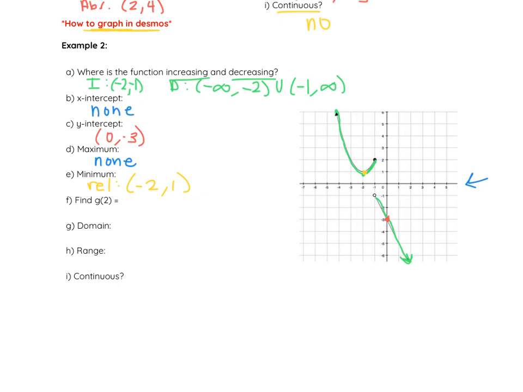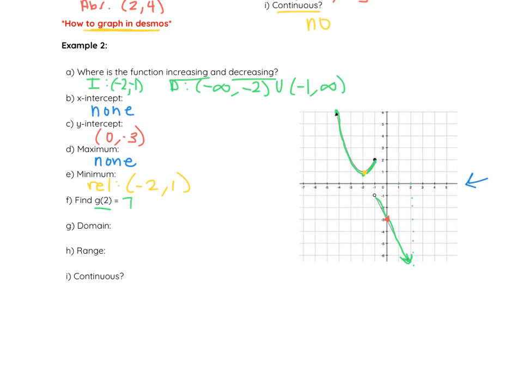The next thing we were asked to do is find g of 2. Recall that g of 2 means that my input is 2, my input is my x value. So at x equals 2, if I go over 2, where is my function? Well, I have to go down 1, 2, 3, 4, 5, 6, 7. So g of 2 is 7.